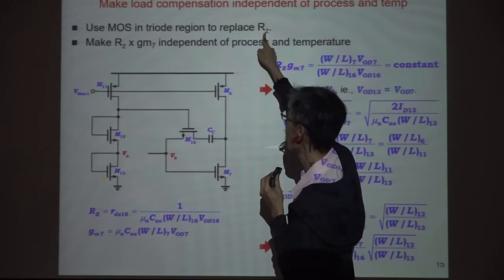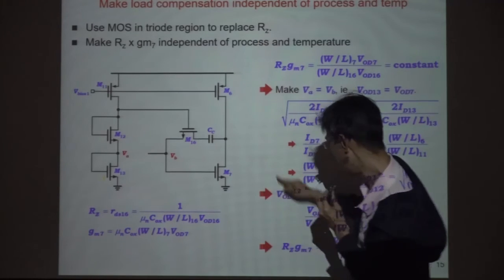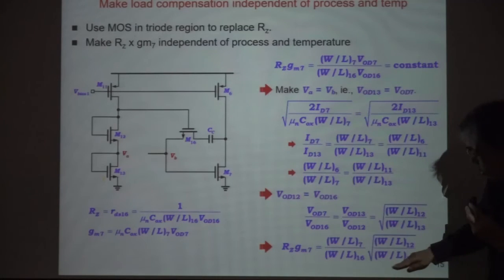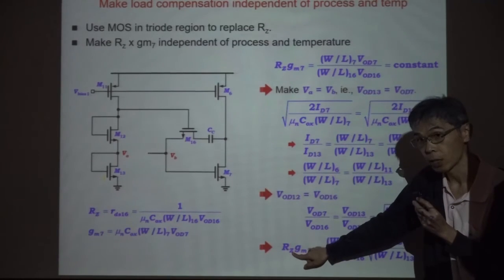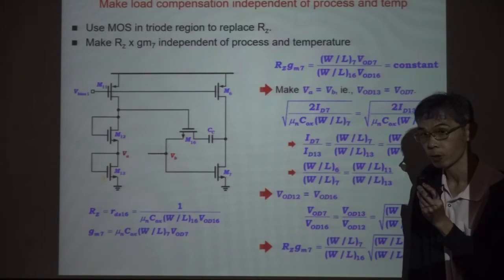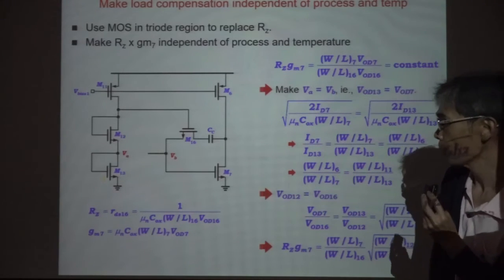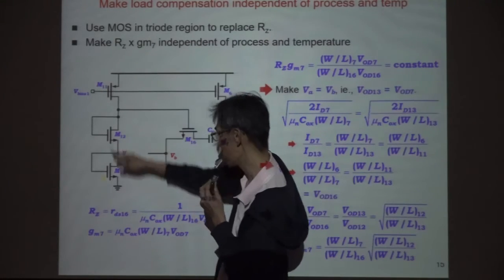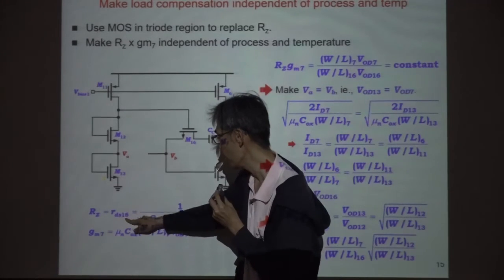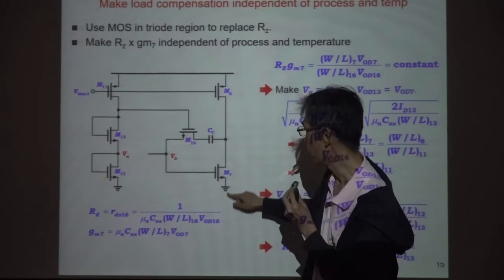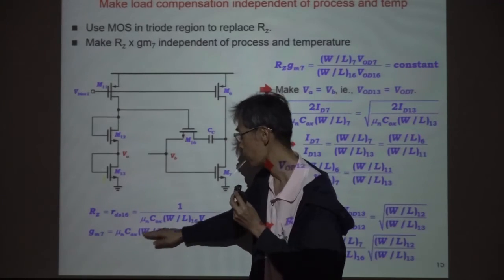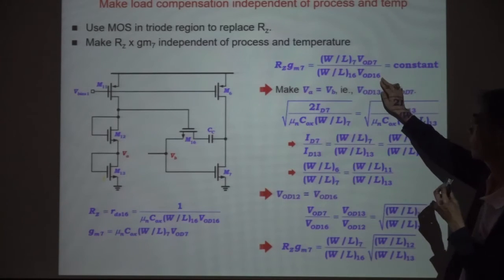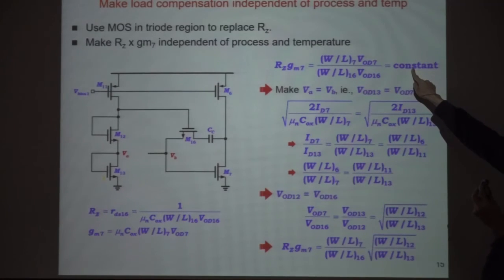So now we want to select RZ. If you decide gm7, you can use this equation to determine your RZ to compensate for temperature. We use the triode region, MOS 16. So this is the Rds16 equation, and this is the gm7 equation. You multiply these two. The purpose is to get them constant.